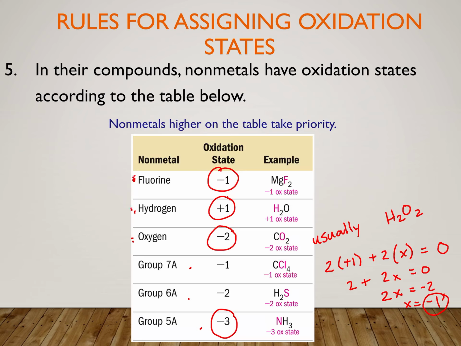So like I said, use fluorine, hydrogen, and oxygen. Those three rules, along with the group 1 and group 2 metals, if you follow those rules, you'll pretty much be able to solve for all of the other ones. Sometimes you need this group 7A rule as well, and if you do, then you'll use it as a -1.